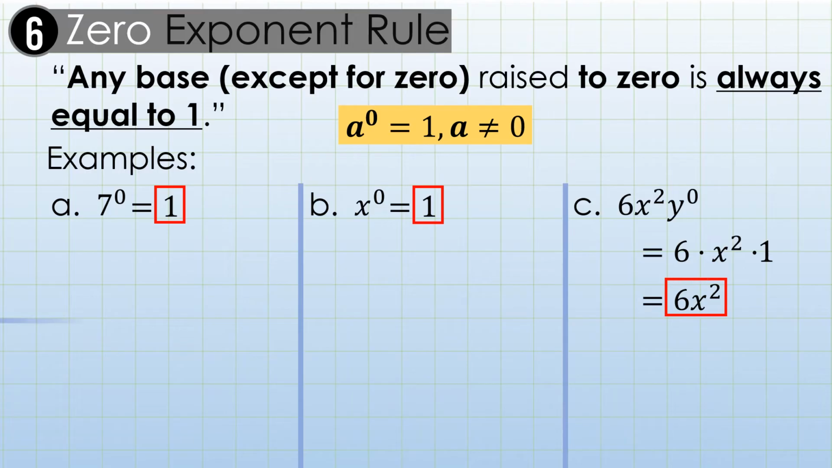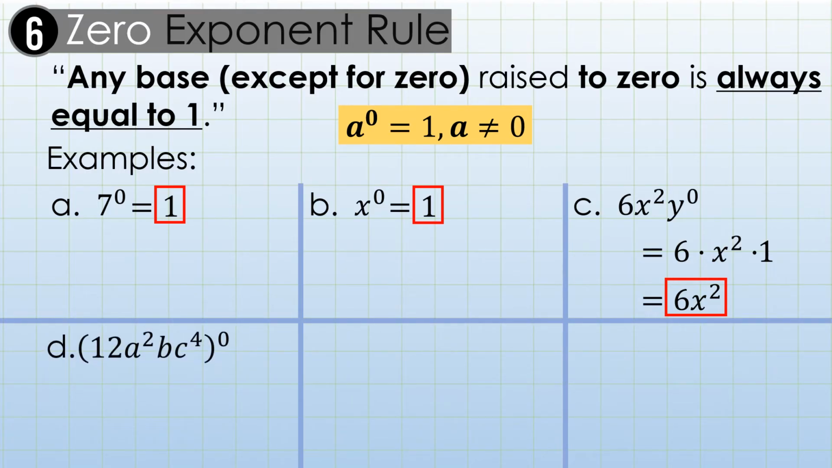Be careful. How about this? Last na to. What is the quantity 12a squared b c to the 4th power raised to 0? Ano ibig sabihin ng grouping symbol na yan? Silang lahat may 0 exponent. Kaya ang sagot dyan ay still 1. Okay? Next.